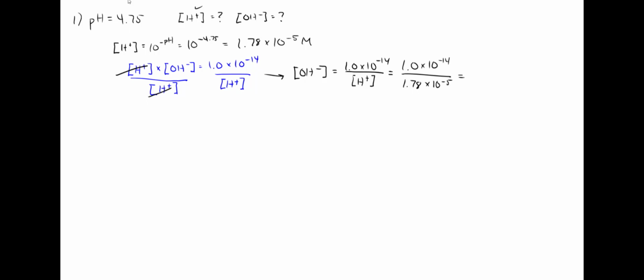And this gives me 5.62 times 10 to the minus 10. And the units would be molarity. You'll notice the pH has no units. So let's ask ourselves, is the solution acidic, basic, or neutral? Well, the pH is 4.75. That is less than 7. So if the pH is less than 7, that means we have an acidic solution.